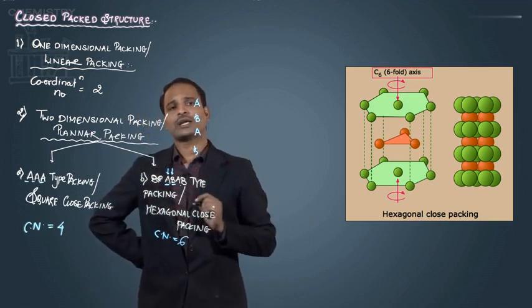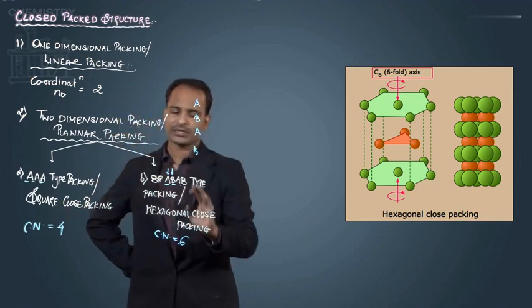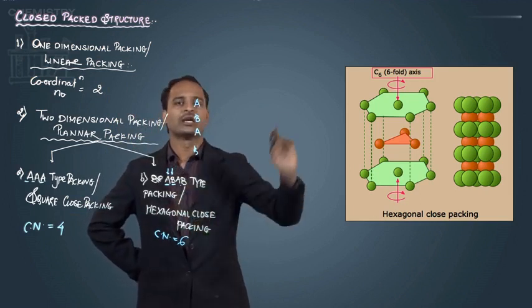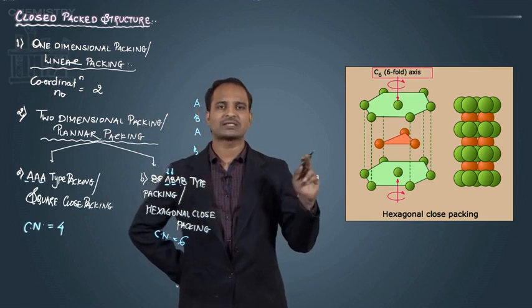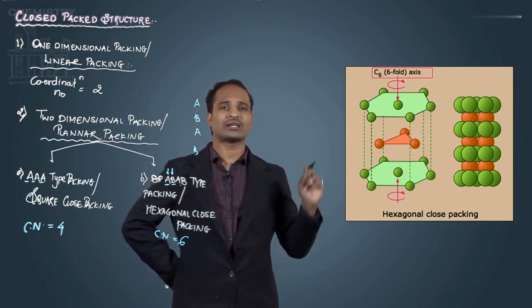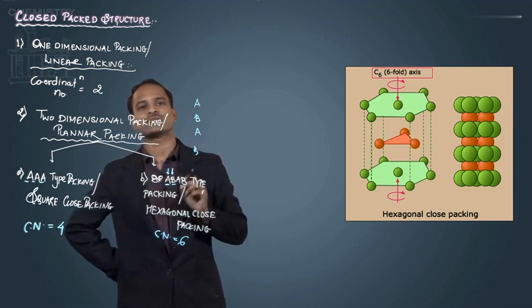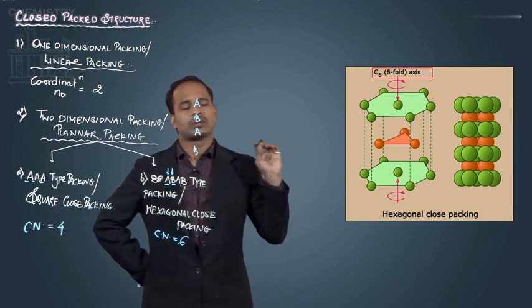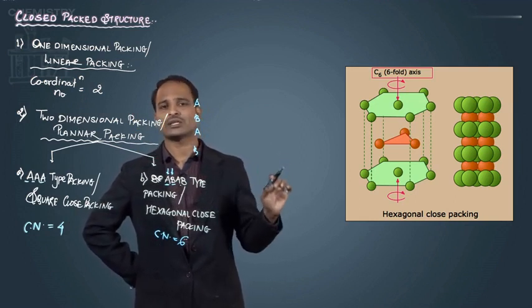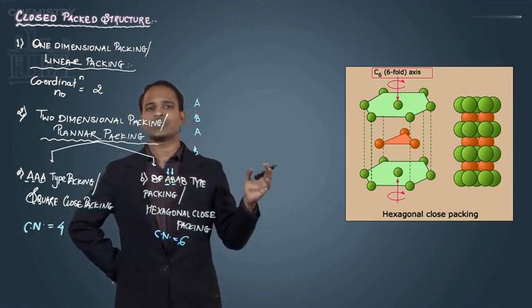Now why is it called hexagonal close packing? The reason is the same as the reason we use for calling it square close packing. When we join the centers of those neighboring 6 particles, 1, 2, 3, 4, 5, 6, on joining the centers you can see that we are getting a hexagon, and hence it is called hexagonal close packing. Since on joining the centers of the neighboring particles we are getting a hexagon, that's why it is called hexagonal close packing. So this is about the two-dimensional close packing.